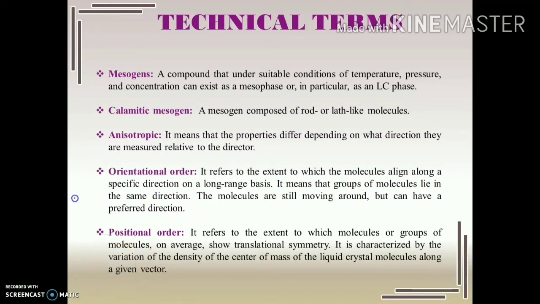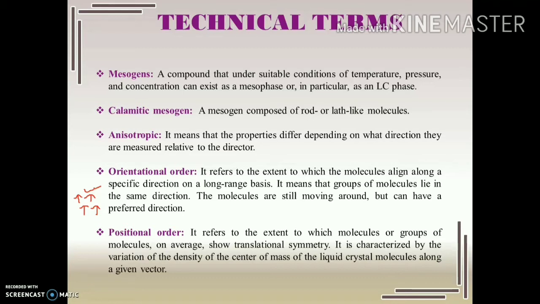There are molecules, and these molecules are moving, but they are aligned in a particular direction. So this means that they have an order amongst themselves with respect to the orientations, that is, they are possessing orientational order.